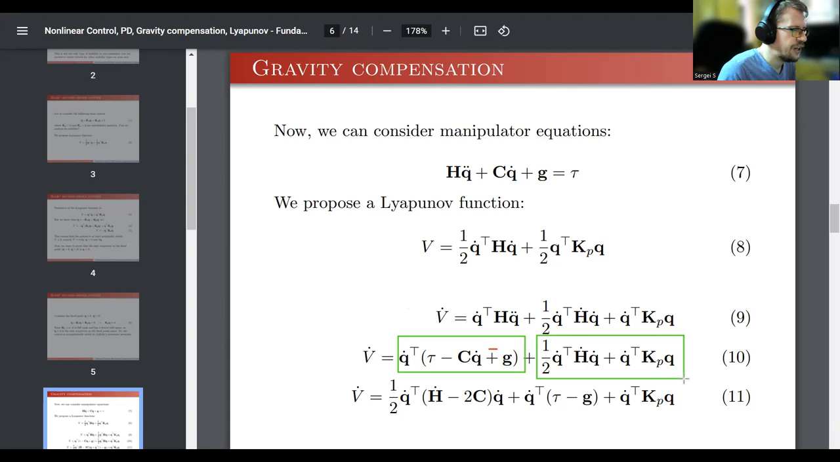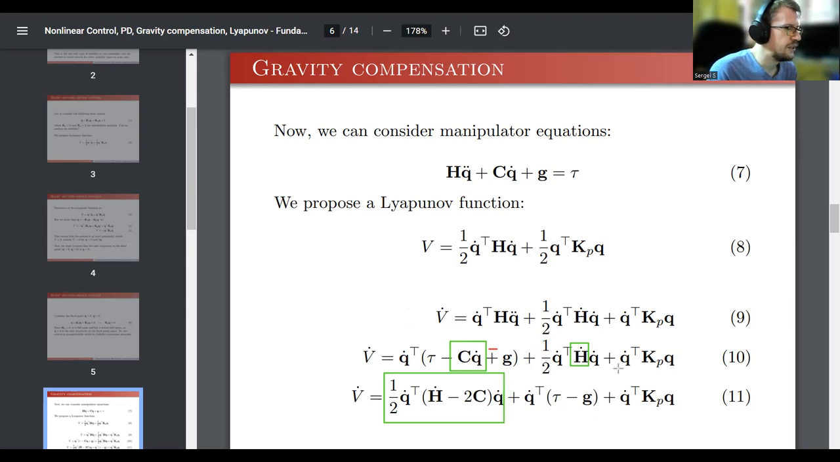And this just carries on from the previous expression. Now we can isolate, we can kind of recombine. Let me show you. We can recombine two components, this component and this component, in this fashion. So notice that both of those are quadratic forms with respect to q dot.